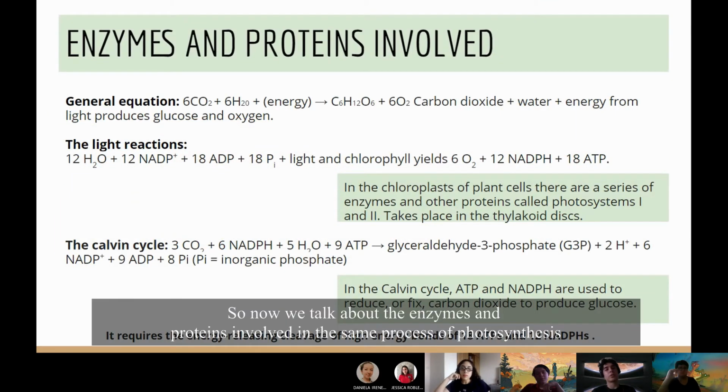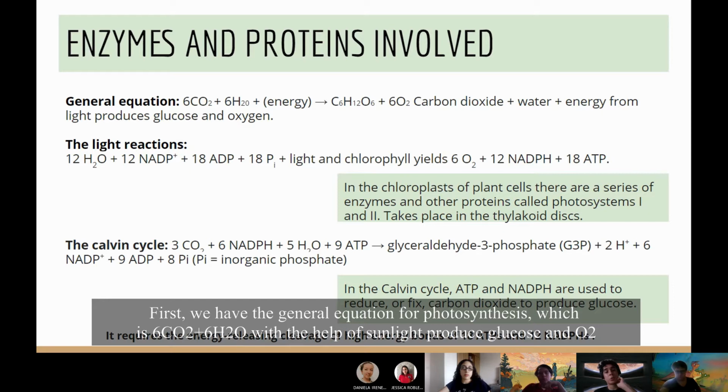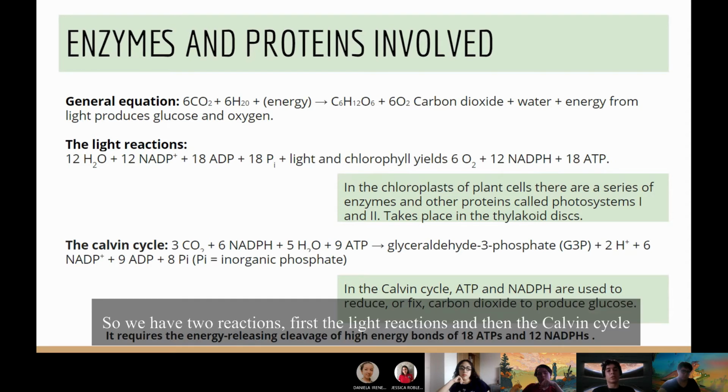So now we'll talk about the enzymes and proteins involved in the same process of photosynthesis. First, we have the general equation for photosynthesis, that is 6CO2 plus 6H2O. Then with the help of sunlight, it is converted to C6H12O6 plus 6O2, from carbon dioxide, water, and energy from the light. So we have 2 reactions: first, the light reactions, and then the Calvin cycle.